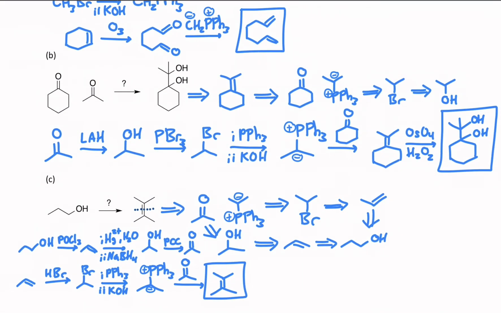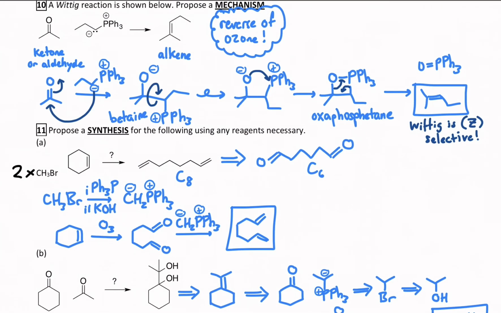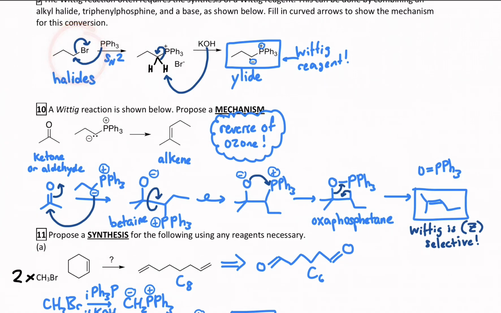So, there's a couple of ways that we can use the Wittig reaction in some synthesis, combining some Orgo 1 stuff, and Wittigs are made from bromides. Very useful reaction for making alkenes.